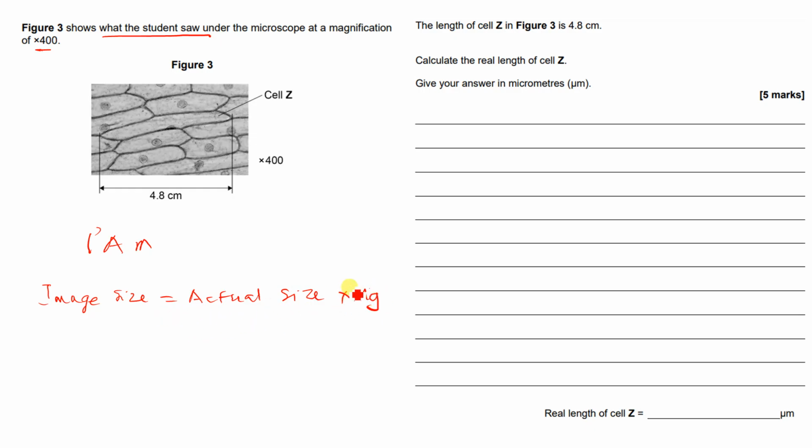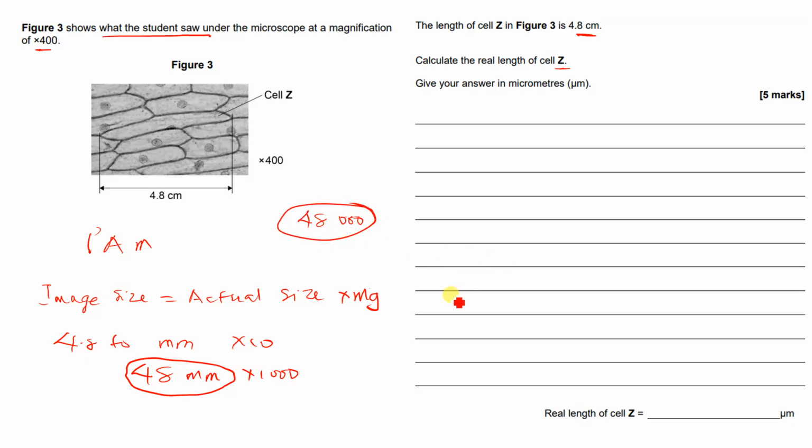So if you know that, give your answer in micrometers. The size of L is 4.8 centimeters. It's easy. You just need to convert 4.8 to millimeters. Multiply by 10, so it will be 48 millimeters. How do you convert 48 millimeters to micrometers? You multiply by 1000. So it becomes 48,000. That is your image size, because they want you to calculate the real, which is the actual size.